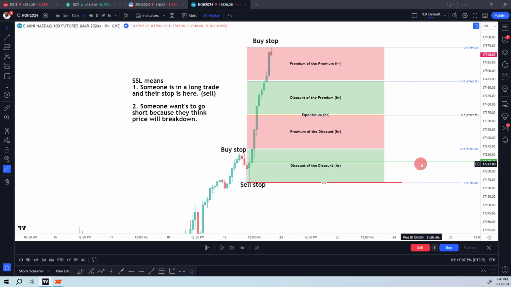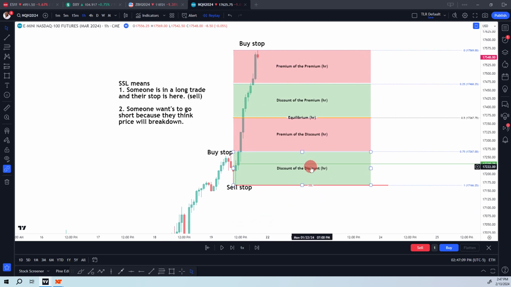More questions. Listen. All right, go ahead. This is the range on the hourly, right? So you got the premium, anything above equilibrium is the premium, right?